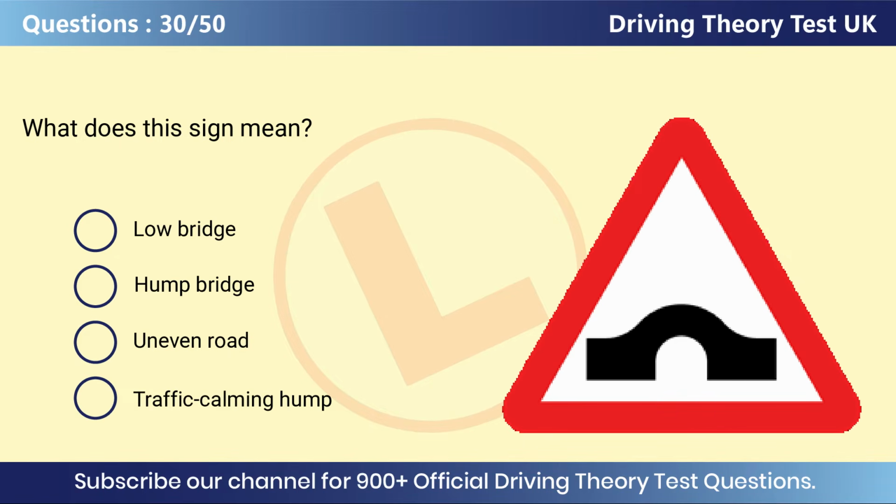Question 30. What does this sign mean? A. Low bridge. B. Hump bridge. C. Uneven road. D. Traffic calming hump. B. Hump bridge.